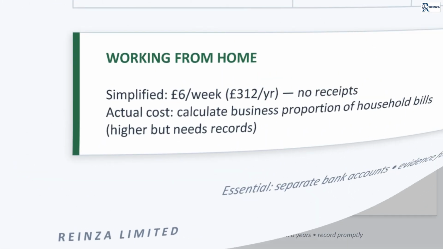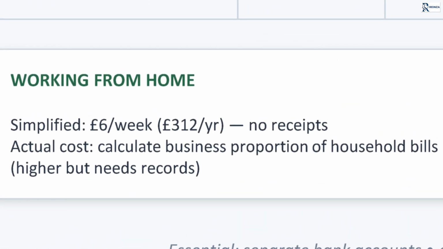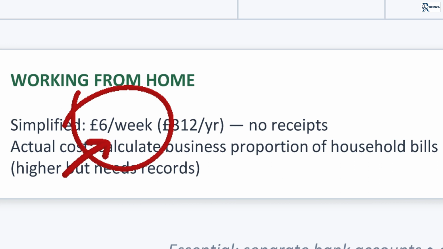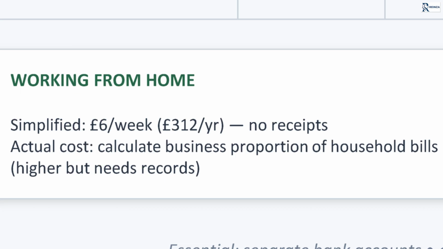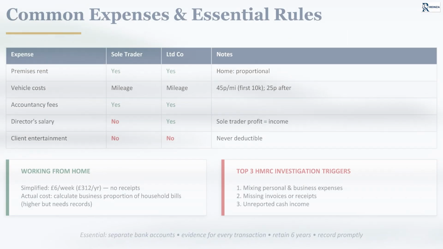For working from home, you have 2 options. The simplified method gives you a flat rate of £6 per week, totaling £312 per year. No receipts are needed. The actual cost method involves calculating the precise business proportion of your household costs. This typically gives a higher deduction but requires detailed records.